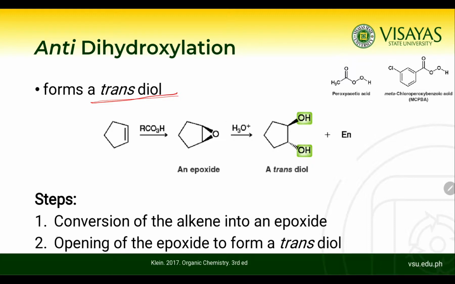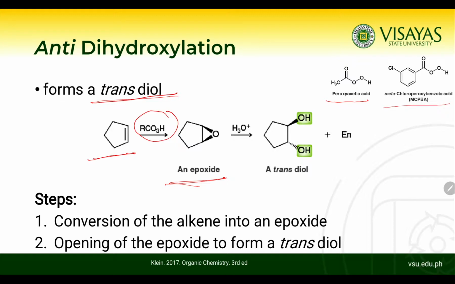Okay, so these are the steps in anti-dihydroxylation. The first step, we have the conversion of alkene into an epoxide. So this is our example alkene. We form this epoxide. And in the second step, by the way, in the first step, we are using the peroxy acid. This stands for peroxy acid. So we can have the peroxyacetic acid or the meta-chloroperoxybenzoic acid. So muna siya ang example nga peroxy acids gamiton for forming epoxide from alkenes.